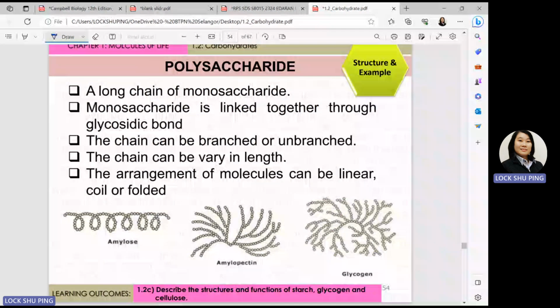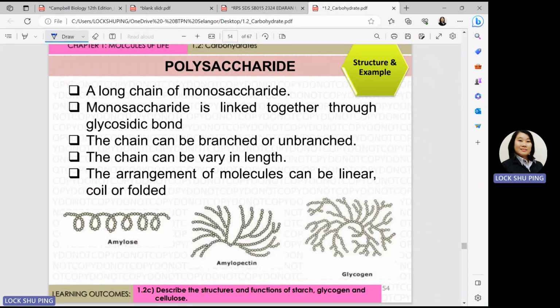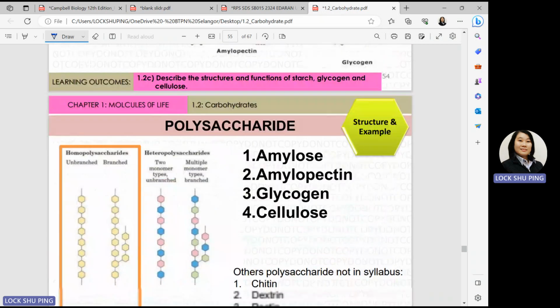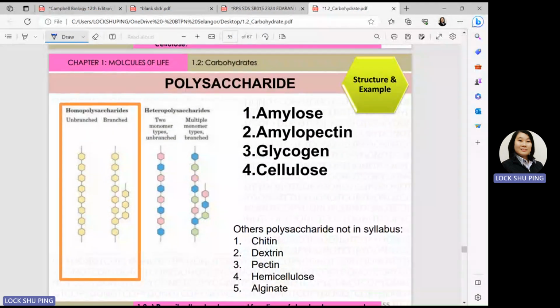The polysaccharides you are going to learn are the most basic types: starch, glycogen, and cellulose. These are polysaccharides formed by only one type of monosaccharide. So the examples you learn today are considered homopolysaccharides.